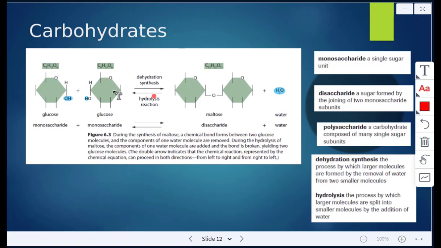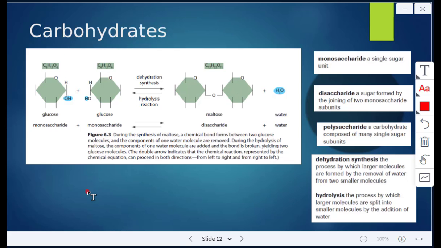And we can see this double arrow here, basically showing that this chemical reaction can happen in both directions. So you can have glucose and glucose joining together to form maltose, which is a disaccharide, and you can have that process reverse as well.